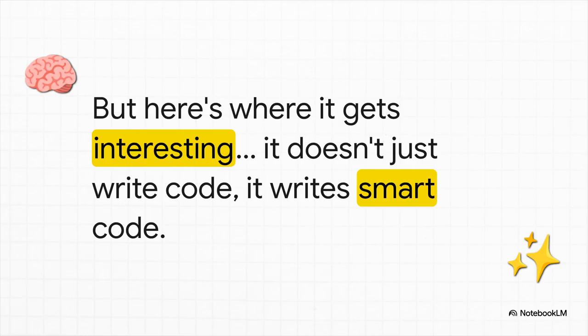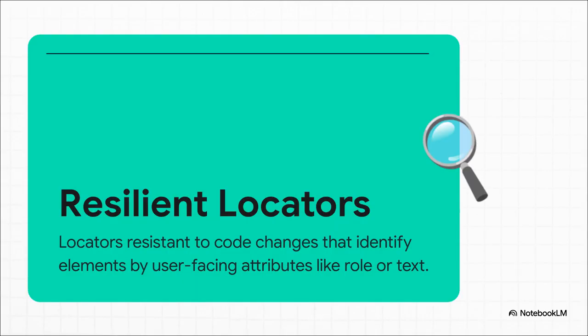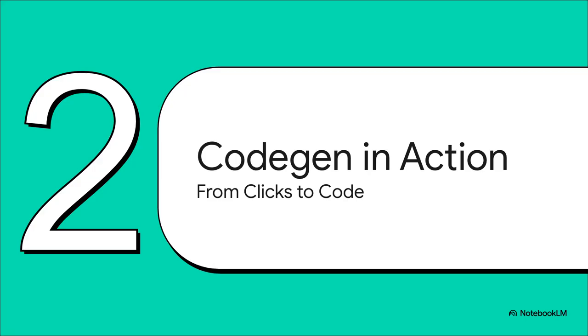Okay, but here's where it gets really interesting. Codegen isn't just some dumb macro recorder that's blindly copying what you do. No. It actively thinks about how to write the best, most stable code for that interaction, and it all comes down to one absolutely critical concept. And that concept is resilient locators. So instead of grabbing these super fragile selectors that are tied to the code structure, Codegen prefers to find elements the way a human would, right? It looks for a button with the text login or an input field with a placeholder enter your email. These are things that rarely change, which means your tests won't break every single time the front-end team decides to refactor a component.